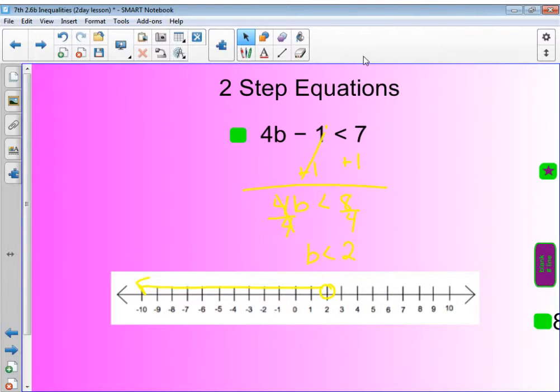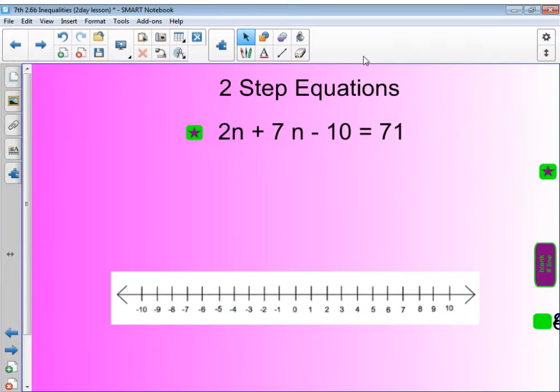So you should have ended up with b is less than 2, an open circle on the 2 with your arrow going to the left. All right, so let's try a few more that are maybe a little more challenging. Slightly different, I should say.